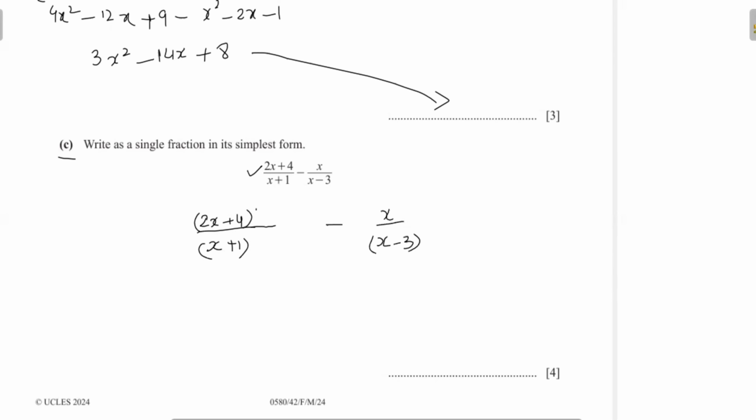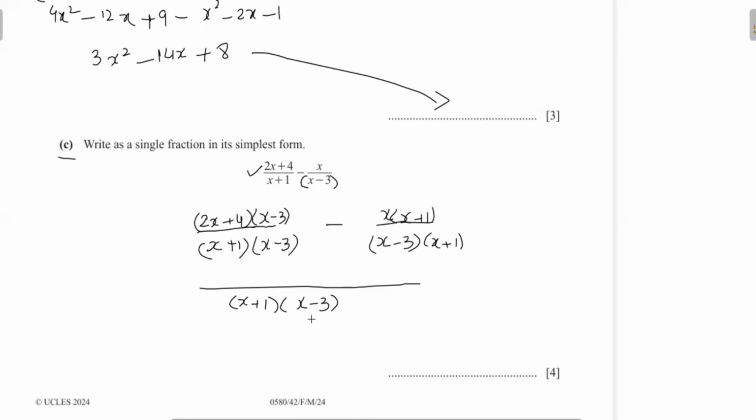We multiply this numerator by x − 3 and the denominator is also x − 3. And the same in the next fraction, we multiply this denominator and numerator by x + 1. Therefore, we multiply this by x + 1. Now you see here the fraction denominators become the same. Therefore, we write the denominator (x + 1)(x − 3).